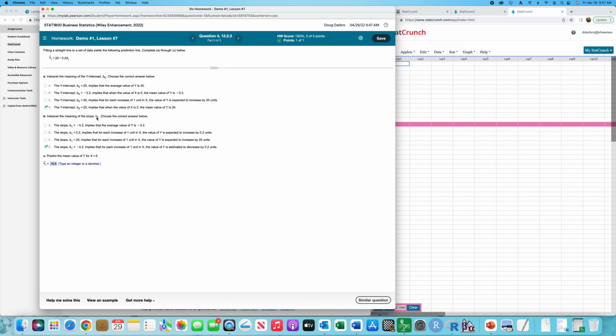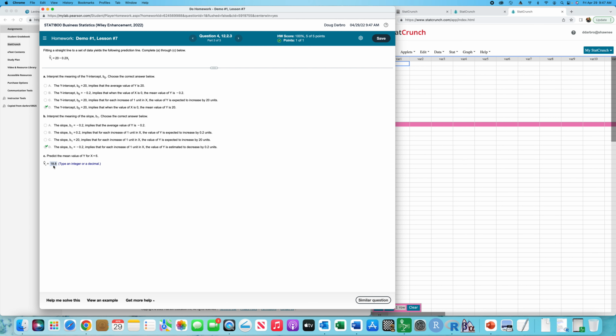All right, interpret the meaning of b1. b1, in my opinion, says as x increases 1 unit, the predicted y increases whatever the slope is. In this case, it's negative 0.2. The closest interpretation is that for each 1 unit increase in x, the value of y is estimated to decrease 0.2.